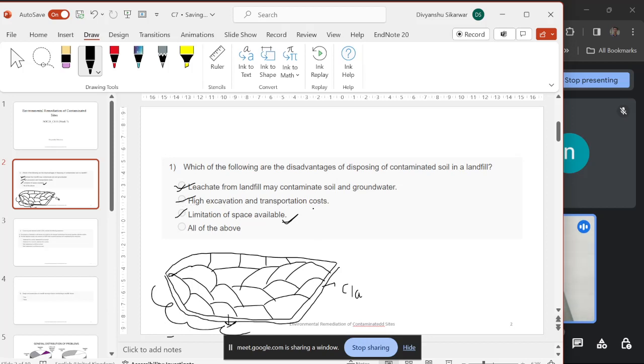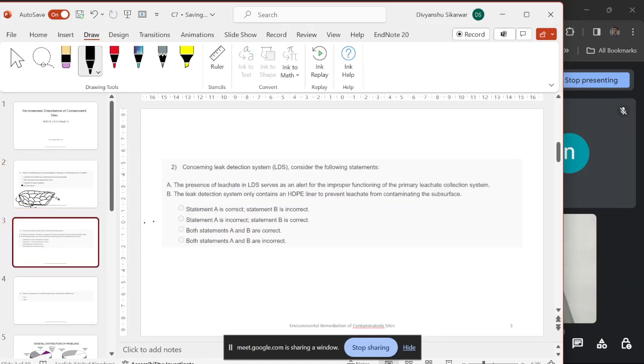And high excavation and transportation costs we have discussed, and limitation of space. So all three are correct. So the correct answer is all of them. Okay, sir. This is the next problem.